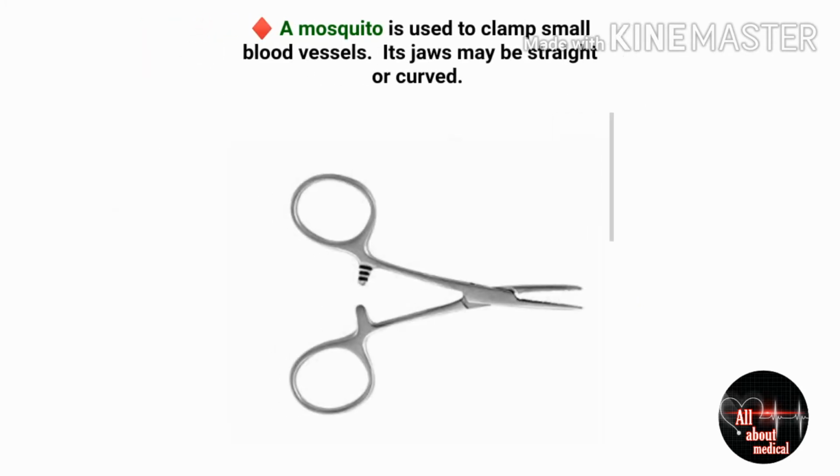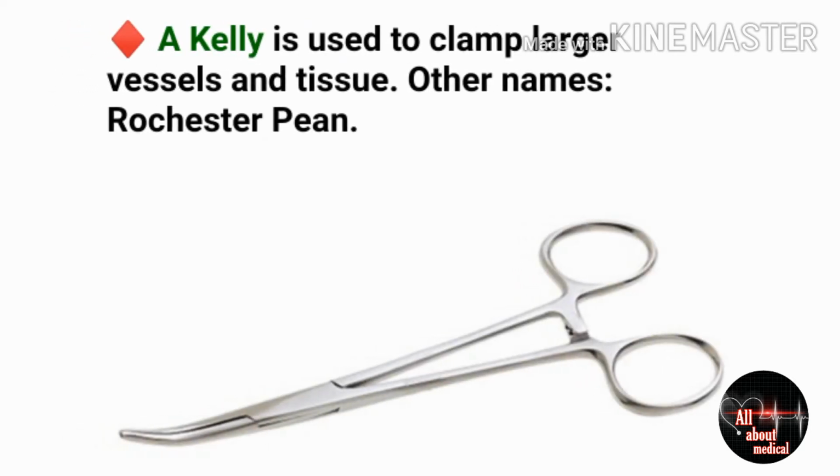Now this is a mosquito. It is used to clamp small blood vessels. Its jaw may be straight or curved. As you can see the size of this mosquito is small, so you can differentiate it from other cutting or clamping instruments very clearly. So this is a Kelly. It is used to clamp large vessels and tissues. Its other name is Rochester pean. You can differentiate it from other clamping instruments by its jaw.